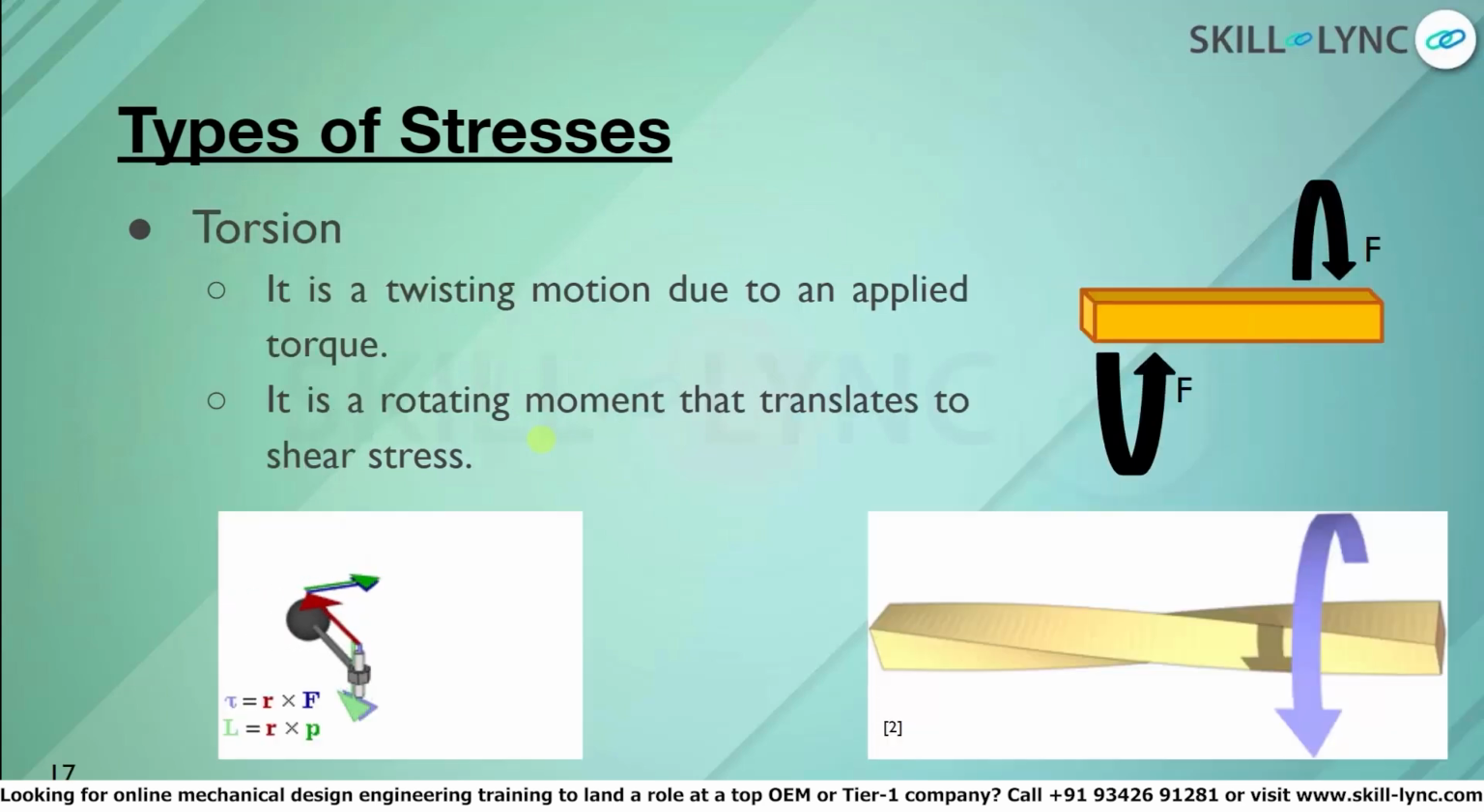The next type of force is torsion. Torsion is a twisting motion that is applied due to torque. It is a rotating moment that translates to shear stress. Thus, torsion is twisting or wrenching of a body by the exertion of forces that tend to turn one end or part along the longitudinal axis.